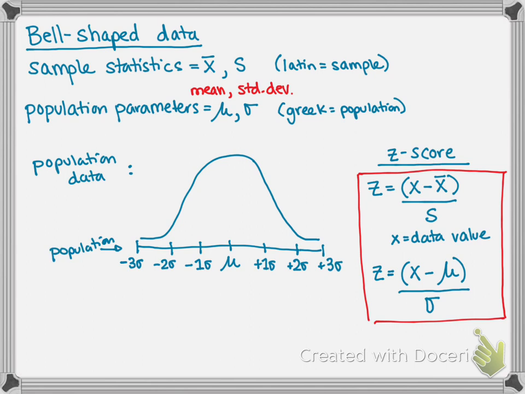Remember that we still operate the same way. If they tell me the data is bell-shaped, whether they give me the population mean or the sample mean, I can graph that mean in the center of that picture.